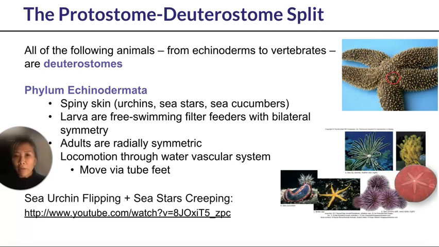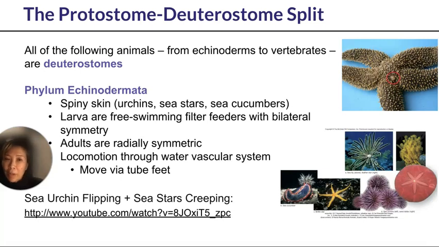One of the phyla included in the deuterostome is Echinodermata. These are spiny skin animals. You have probably recognized a lot of them. They include urchins, sea stars, and sea cucumbers. Because we live so close to Santa Cruz, Monterey, and San Francisco, we're lucky because we can often see these animals, especially during low tides. I would definitely recommend going and visiting if you haven't done so.